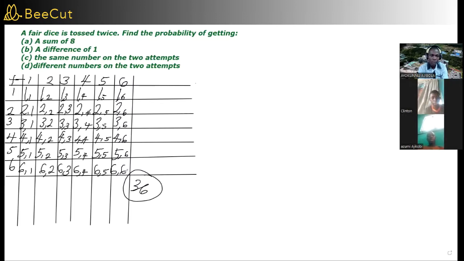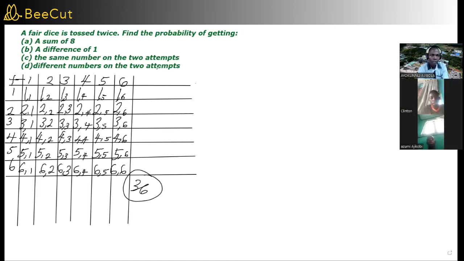And this is what is called the number of possible attempts. What is the definition of probability again? It can be defined as the ratio of the required outcome to the possible outcome. That is the number of required outcomes over the number of possible outcomes. So what is our number of possible outcomes for this particular question? 36 possible outcomes. Okay.